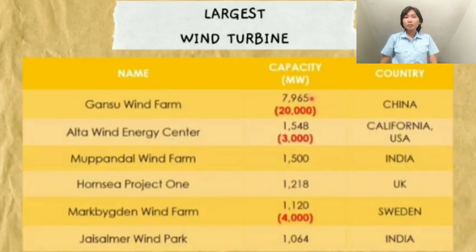And here are the top 6 largest wind farm. So first, Gansu Wind Farm of China, Alta Wind Energy Center in California, USA, Muppandal Wind Farm in India, Hornsea Project 1 sa UK, next is Markbygden Wind Farm in Sweden, and last, Jaisalmer Wind Farm sa India.